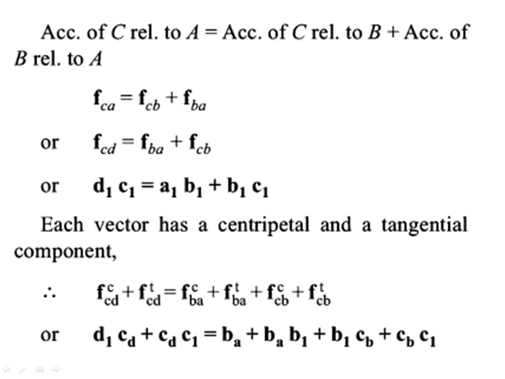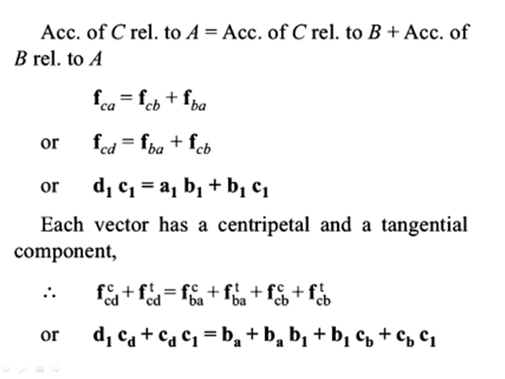Next, A1 to B1. Okay, A1 to B1. So it will be A1 to BA plus BA to B1. I think there is some printing mistake here. Okay, so it is A1 to BA plus BA to B1.